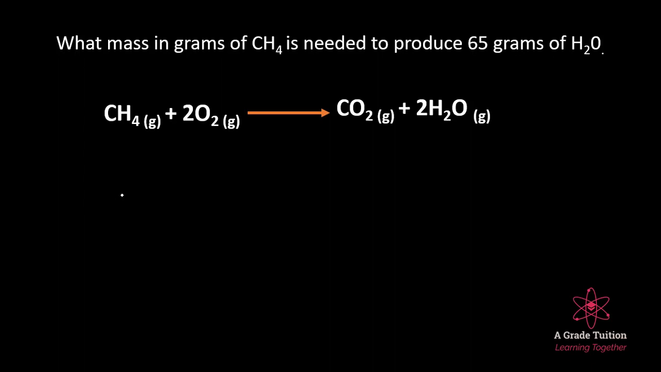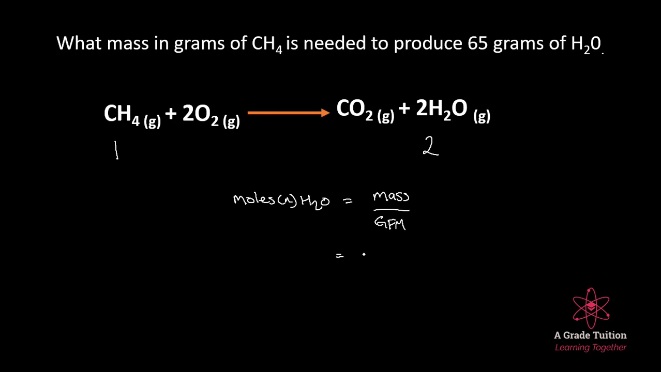And the final example, what mass in grams of CH4 is needed to produce 65 grams of water? So we've got a 2 to 1 mole ratio of water and methane. So if we work out the number of moles of water first, moles of water is equal to mass divided by GFM.